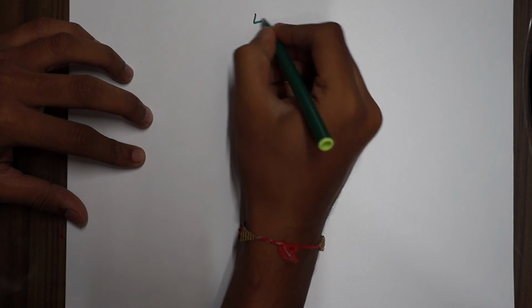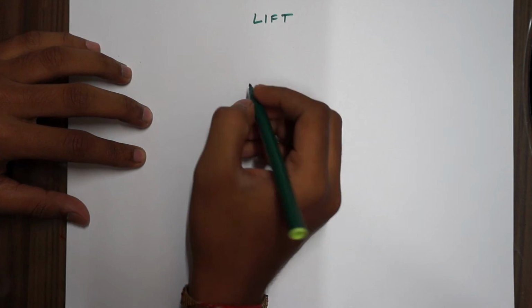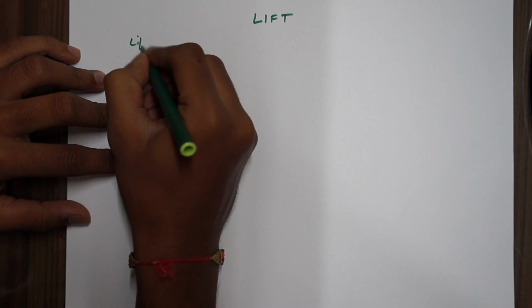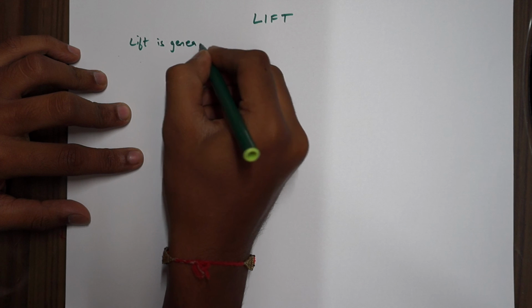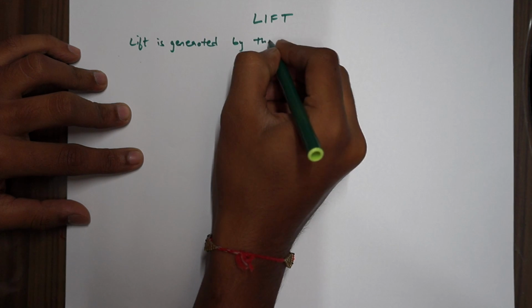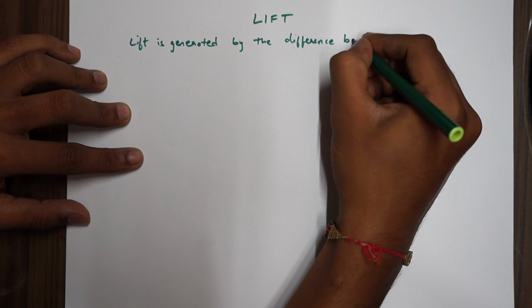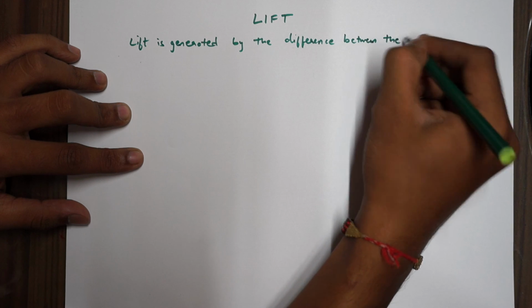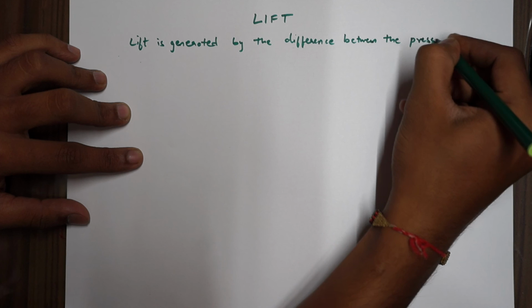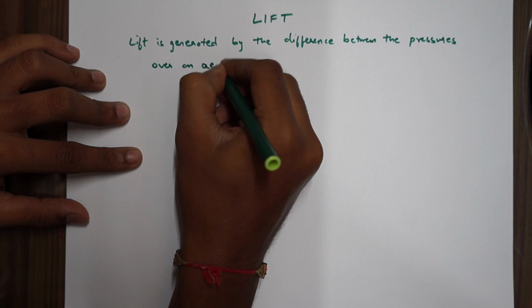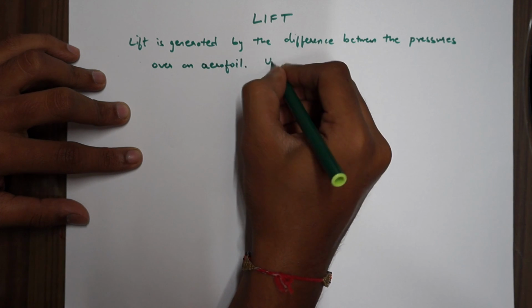So we're gonna discuss today perhaps the most important point in principles of flight, that is lift. Alright, so first thing we need to know, how is lift generated? Lift is generated by the difference between the pressures over an aerofoil, upper and lower surfaces basically.